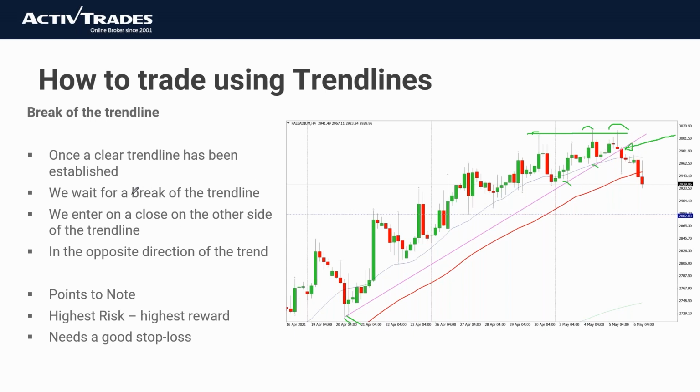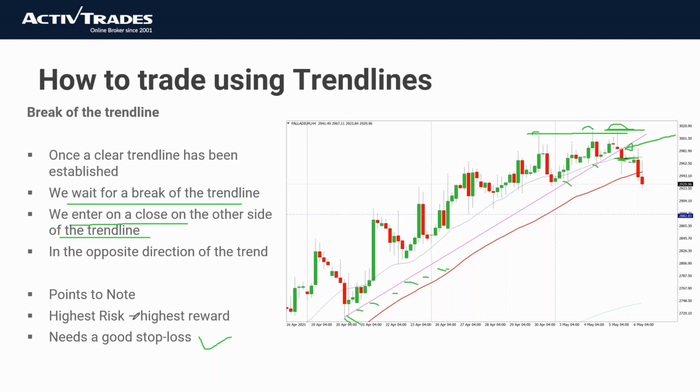And as we were saying, we wait for a break of the trend line, and then you're entering on a close on the other side of the trend line. So once this candle closes here on the other side of this supporting trend line, then we're looking to enter here. But remember, the important thing is we need a good stop loss. With an entry here, we want our stop loss above the recent high, above the last swing high. That's a good place to have your stop loss.